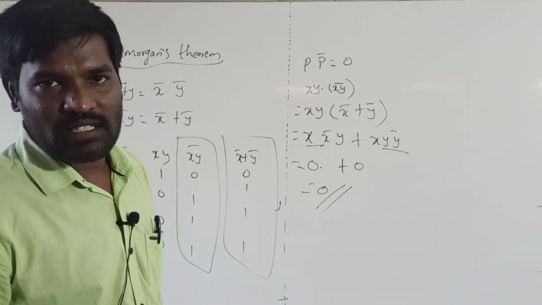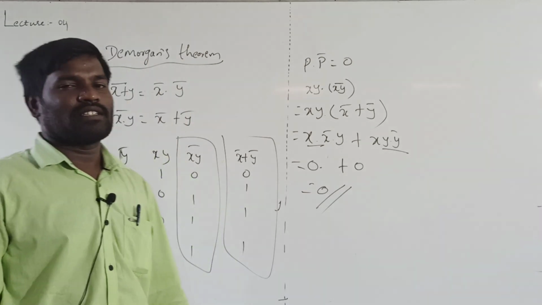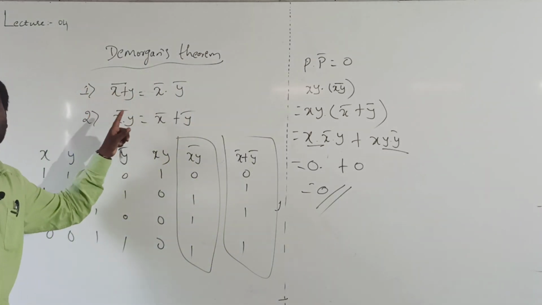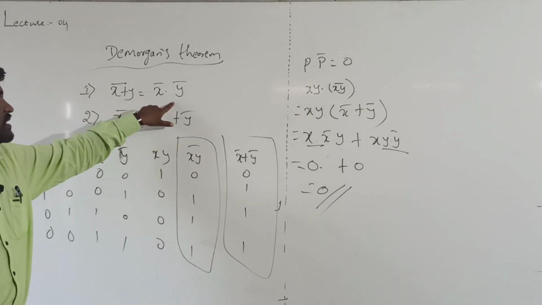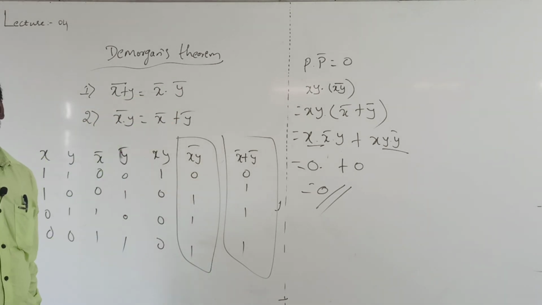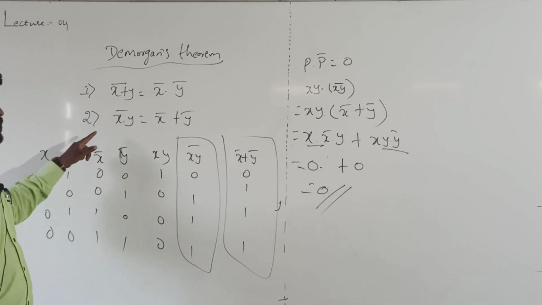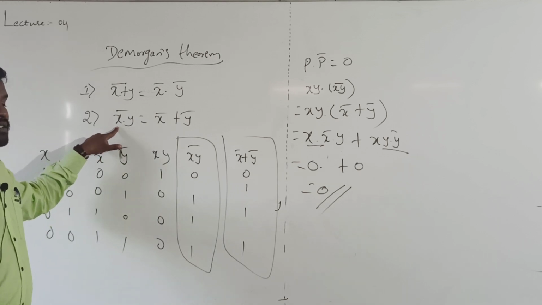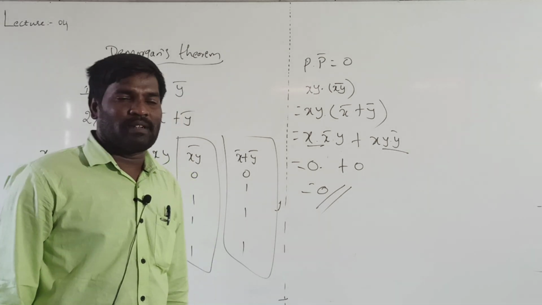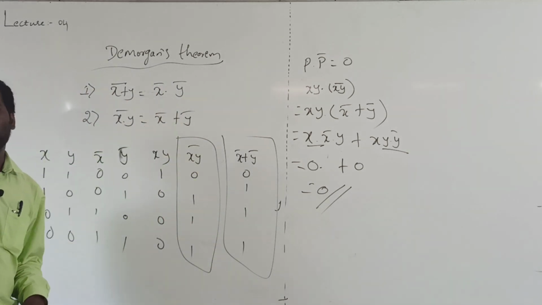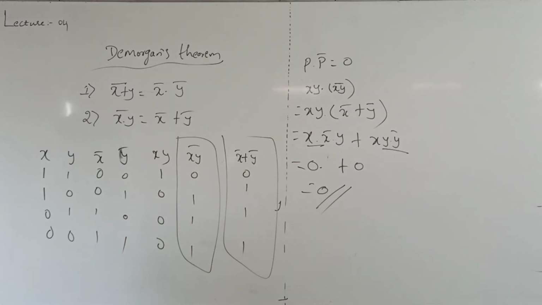The first law of De Morgan's is that the complement of the sum of two variables is equal to the product of the complements of the individual variables. And the second one is that the complement of the product of two variables is equal to the sum of the complements of the individual variables.